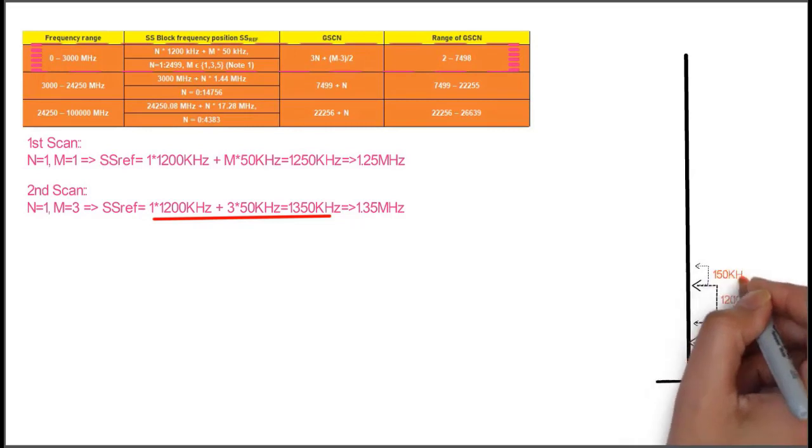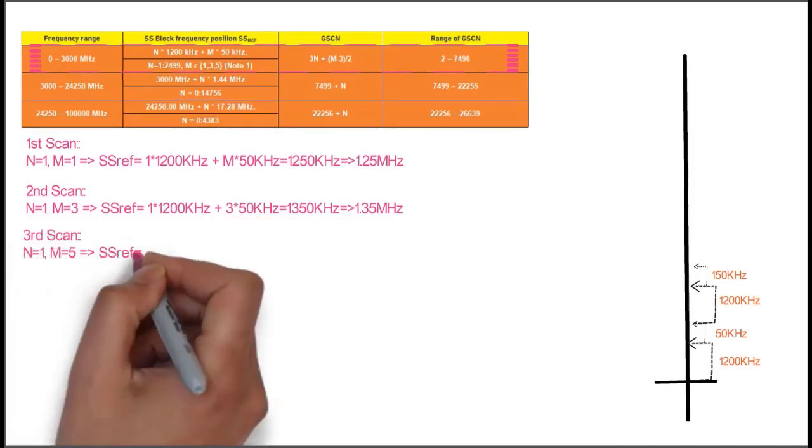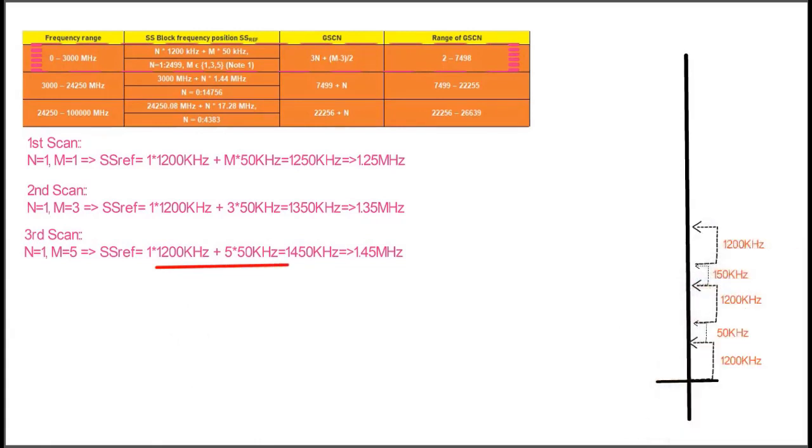So again 1200 kilohertz plus m equal to 3, then 150 kilohertz this time will do, right? Third scan will happen with n equal to the same 1 and m equal to 5, right? So 5 into 50, the 1200 and 250 kilohertz.